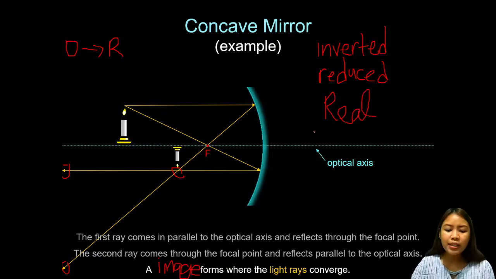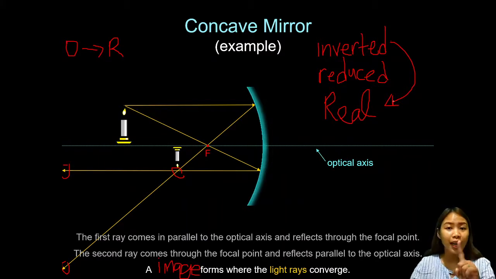Okay. So, aside from nabutang siya sa object side, ano pagid ang palatandaan para maging real ang image? Paano mabalaan mo nga real ang image? You have to check if it is inverted or not. If the image is inverted, automatically, it is understood that the image is real.